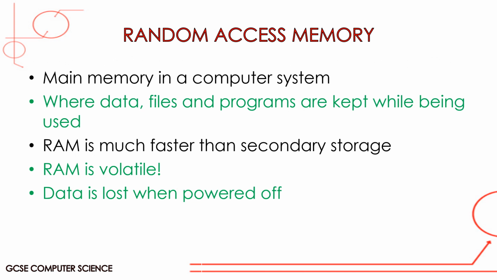Random access memory, or RAM for short, is the main memory in a computer system. It's a type of primary memory because it's the first stage of memory that the CPU comes in contact with. It's main memory in a computer system where the data, files and programs are kept while being used. RAM is much faster than secondary storage. RAM is also volatile. That means that the data is lost if you turn the power off.